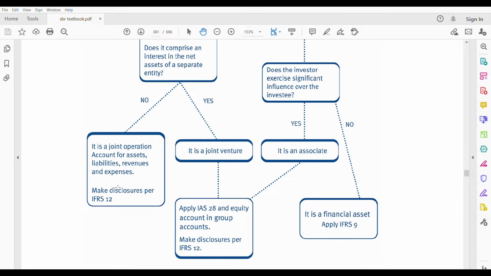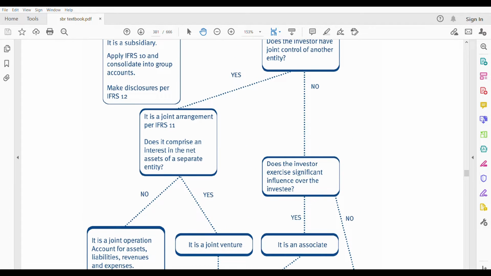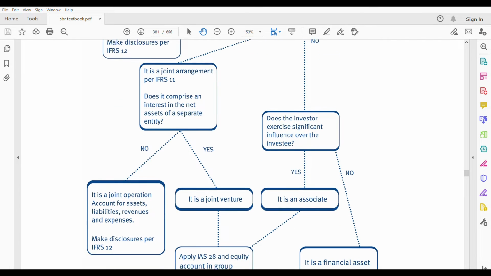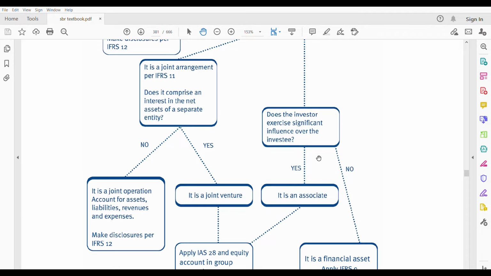Now let us go up again. If they do not have joint control, if it's a no, then you have to ask whether the investor has significant influence or not. Significant influence means from 20 to 49%, that range. If yes, significant influence, then it's an associate, and in the same way you apply IAS 28, same as joint venture, and equity accounting.